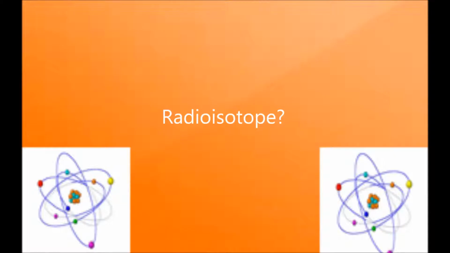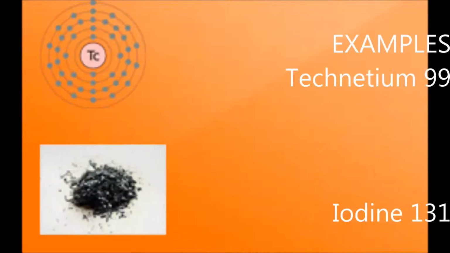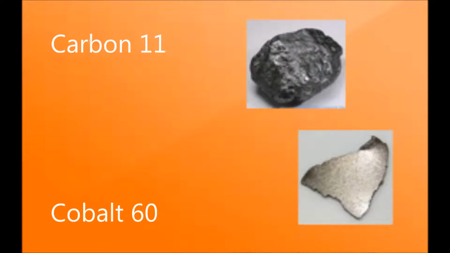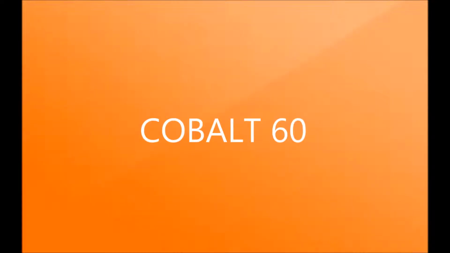Have you ever heard of the term radioisotope and ever wondered what it really meant? A radioisotope is an isotope of an element that gives off radiation. Examples of radioisotopes include technetium-99, iodine-131, carbon-11, and cobalt-60. The radioisotope that I will be researching is cobalt-60. It has many benefits and is used for a range of things.